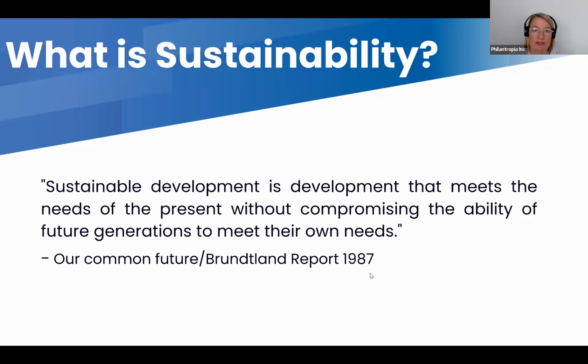This definition was first published in 1987 in this report, when it became more and more obvious that we were using too many resources, more resources than there are, and that there's going to be an issue long term.